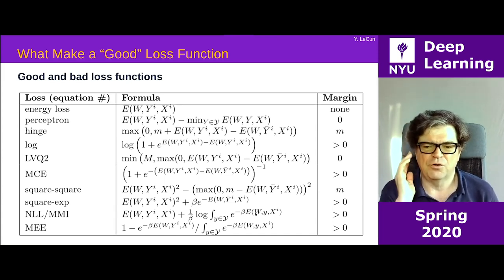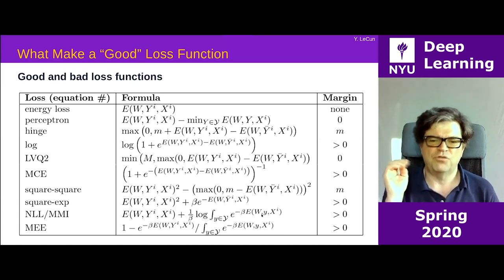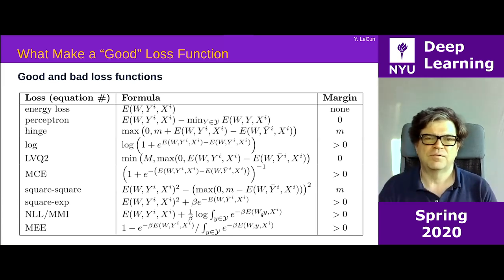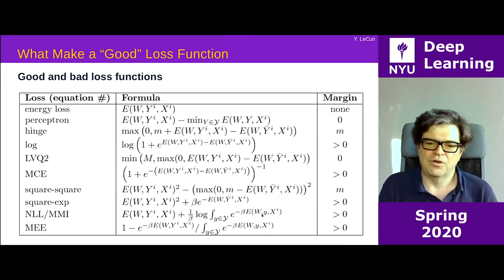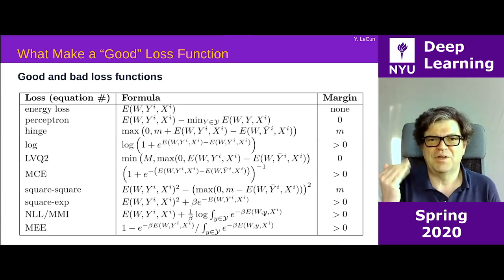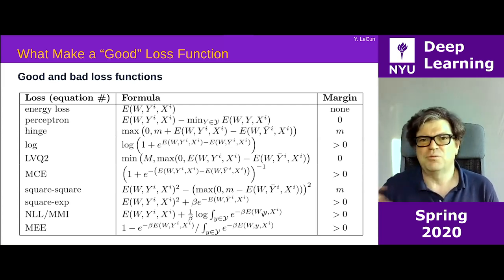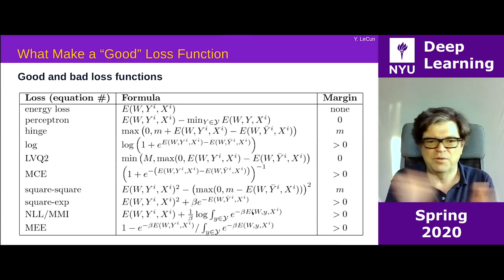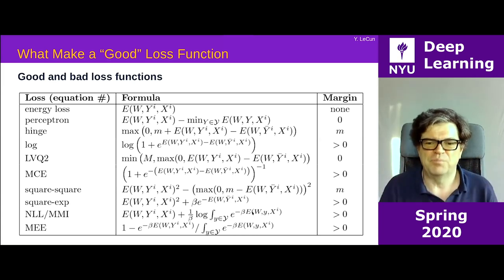There's a problem with it also, which I mentioned before, which is that this wants to make the energy of incorrect answers infinite. And it's not going to make them infinite because as they get larger and larger, the gradient of this sum with respect to each of them gets very small, but they're going to get pushed to infinity. And so it's not necessarily a good thing. The hinge is better in a way because it just says, well, I just want it to be larger by some value. I don't care how much.